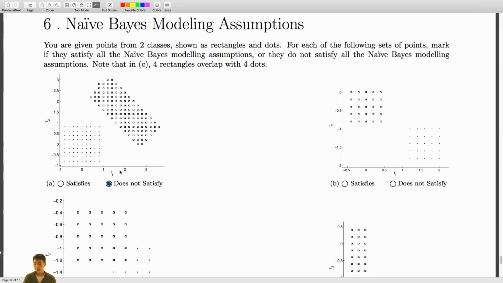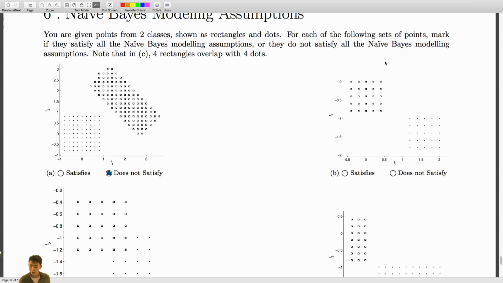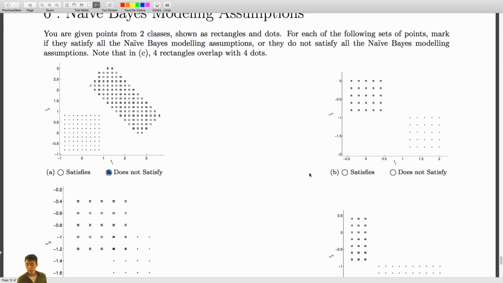Now that isn't to say that naive Bayes won't be useful. All it says is that we violate the modeling assumptions and there will be some imperfections when we translate from this model to the real world. Okay, so let's move on to part B. For part B, we see that both classes satisfy the modeling assumptions. No matter what value of f for class 2 or class 1, the two features are conditionally independent. Knowing one value won't change what you think about the other one when you're given the class. So this one satisfies the assumptions.